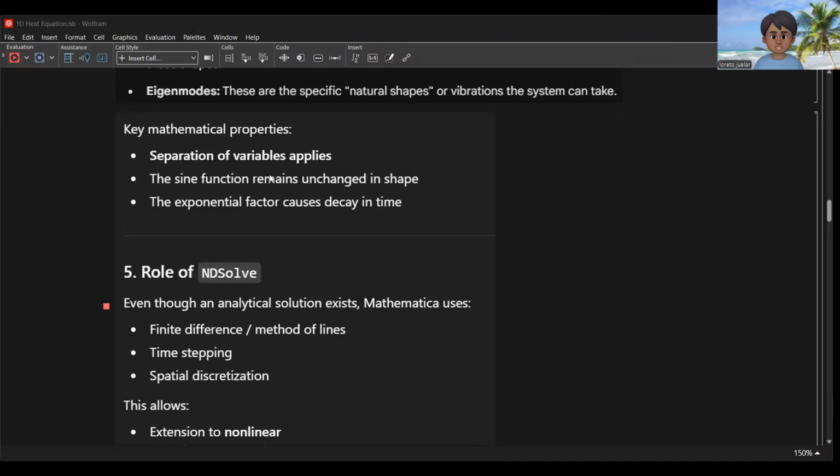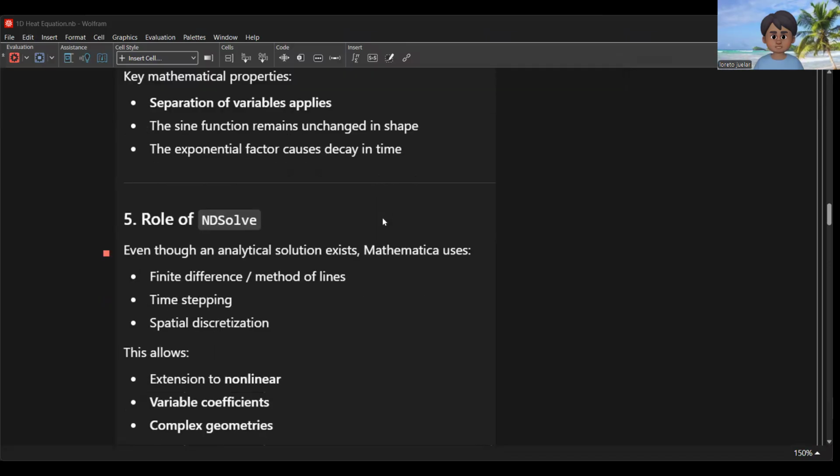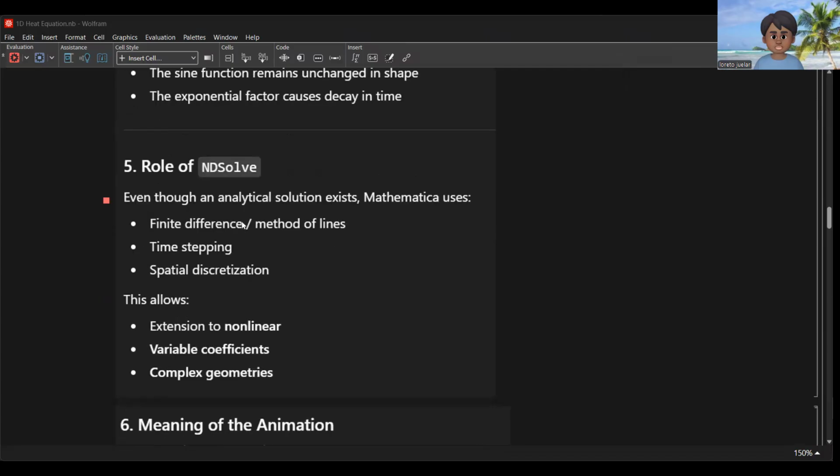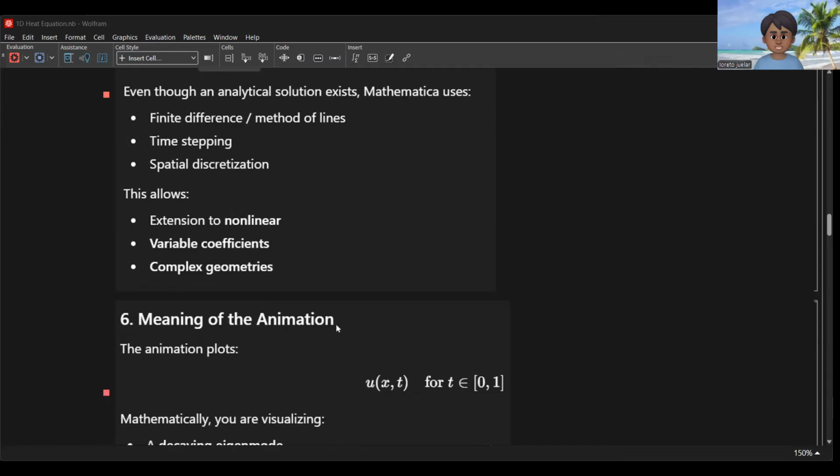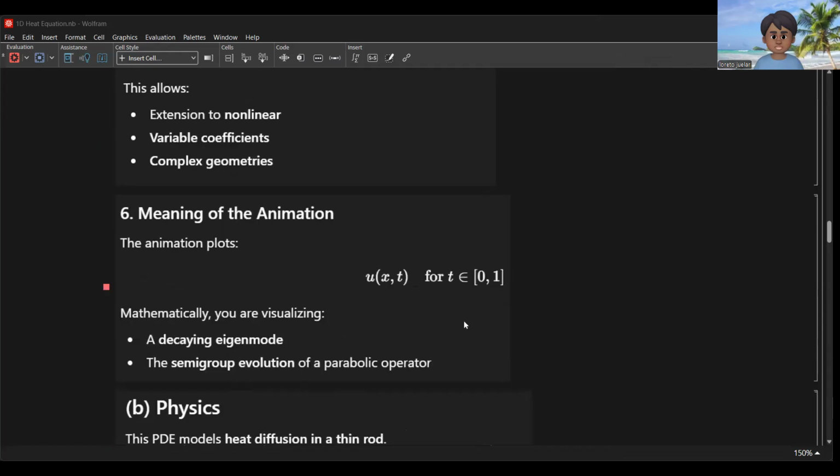So the key mathematical properties here: the separation of variables applies. The sine function remains unchanged in x, while the exponential factor causes decay in time. Even though an analytical solution exists, Mathematica uses the finite difference method of lines, time stepping, and spatial discretizations. This allows extension to nonlinear variable coefficients and complex geometries.